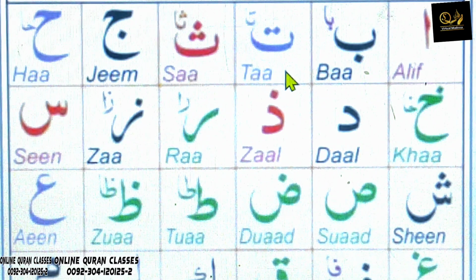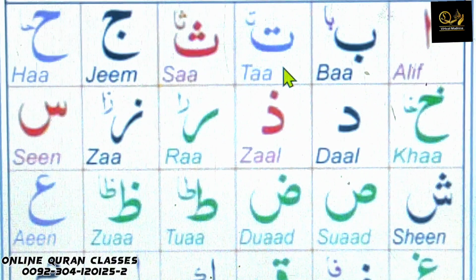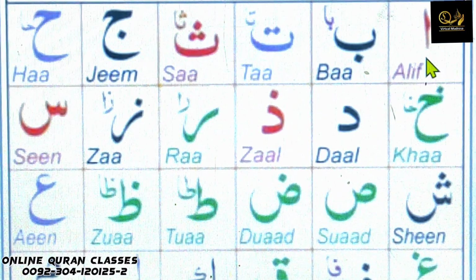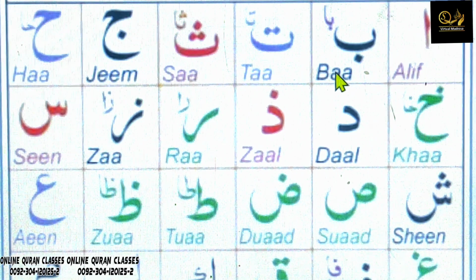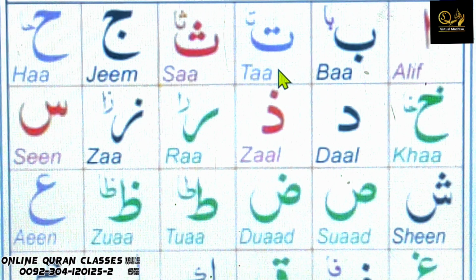And this third letter name is Ta. With the tip of the tongue touching the gums of the upper 2 front teeth. And also we stretch it for 2 seconds. So we start again from here. There is Alif, Ba, Ta.